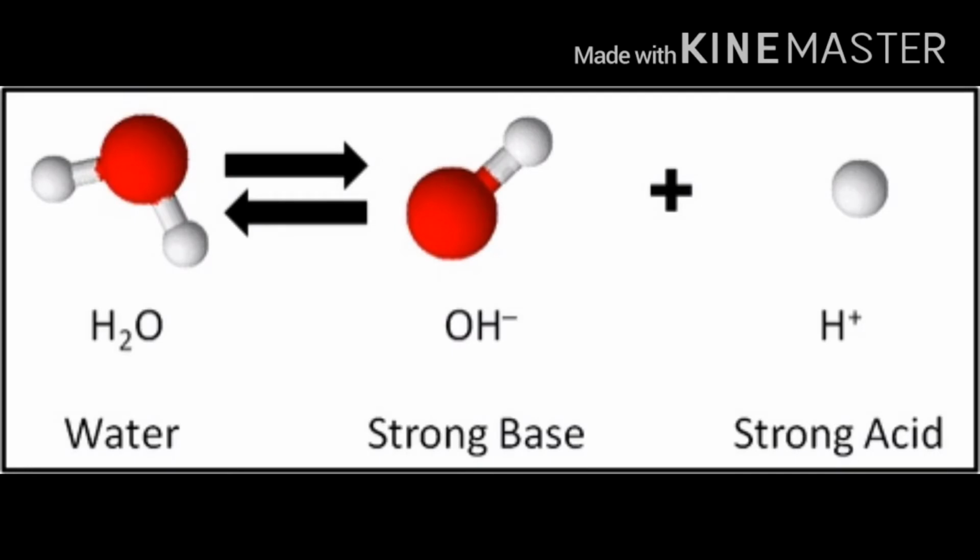Now we have already studied, so let us focus on dissociation of water. Dissociation, like water breaks into OH minus and H plus ions. OH is associated with base. When you hear OH it means base, and H plus means acid. So water has an equal number of acid and base ions inside it.